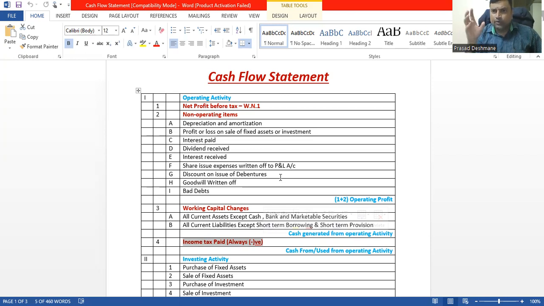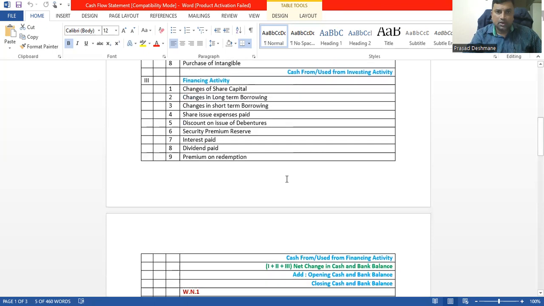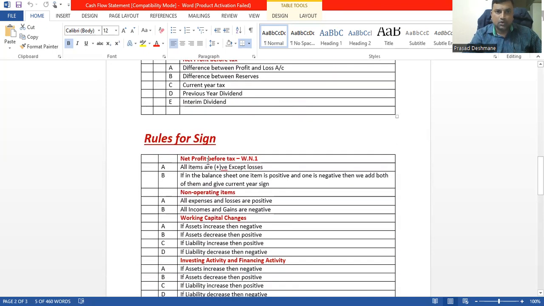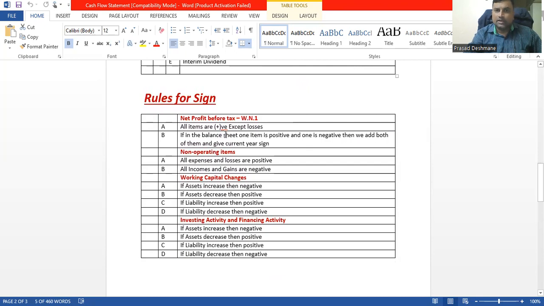So when you are doing a cash flow statement, we have separate rules. Our usual mindset is that expenses are positive, incomes are negative, asset increase is good, asset decrease is bad, and all that we used to do in the revaluations, right? But here we have separate rules for the sign, and a separate rule for every activity and every part of the activity. That I have mentioned in this document. If you see down, the rules for the sign are mentioned over here, how we are going to decide the sign.